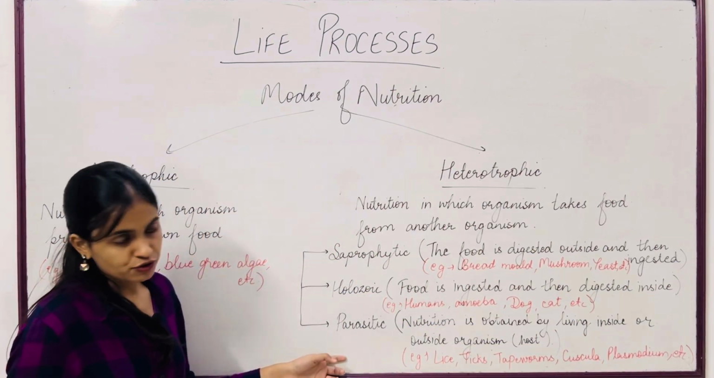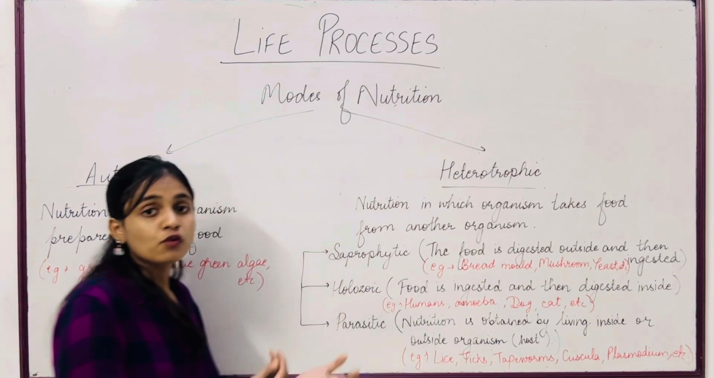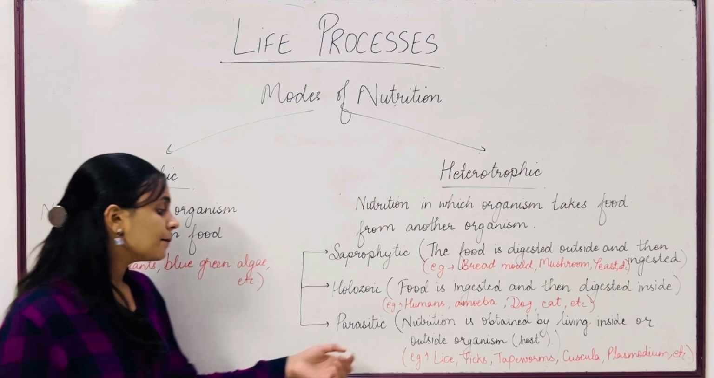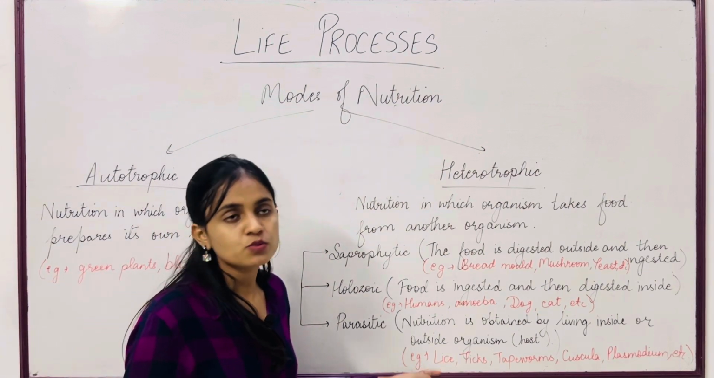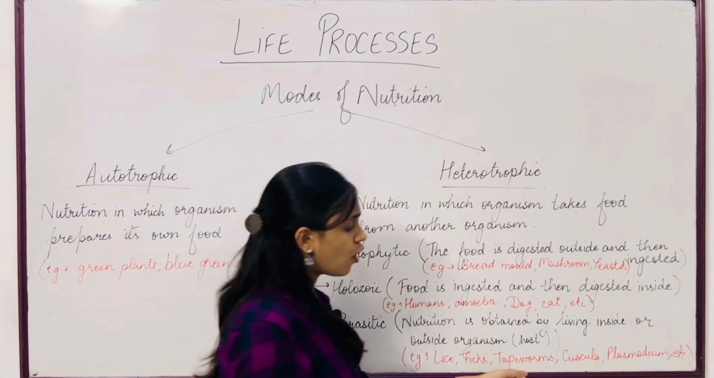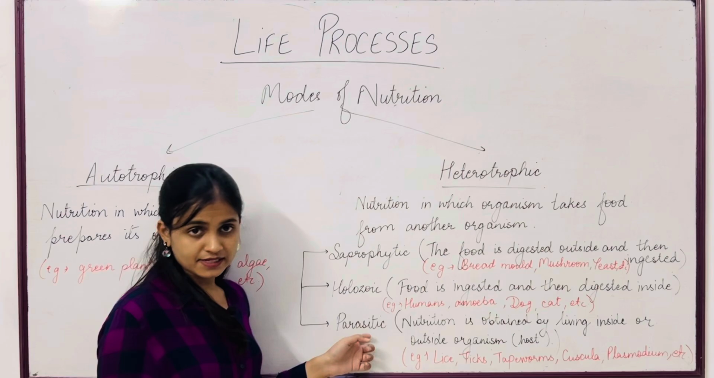Now parasitic nutrition. Parasitic nutrition is where the organism gets food by living inside or outside the body of another organism. For example, lice. You must have heard about lice which occur in your hair. Lice, ticks, tapeworms, cuscuta, plasmodium. These are the examples of parasitic nutrition.